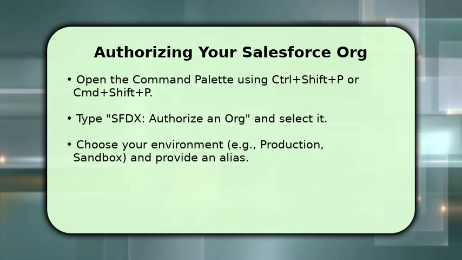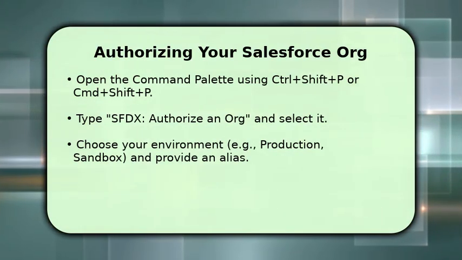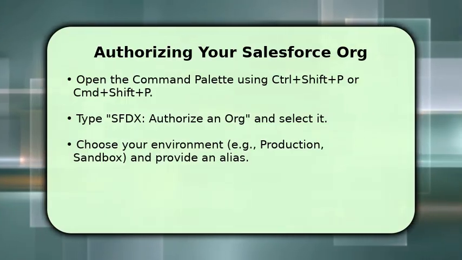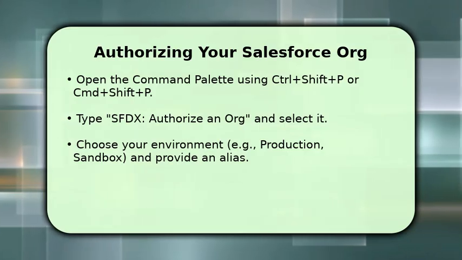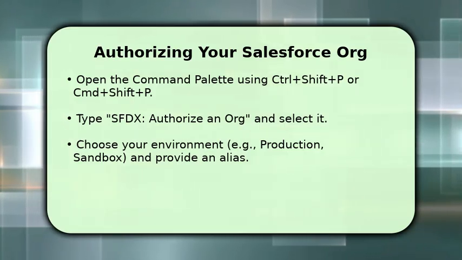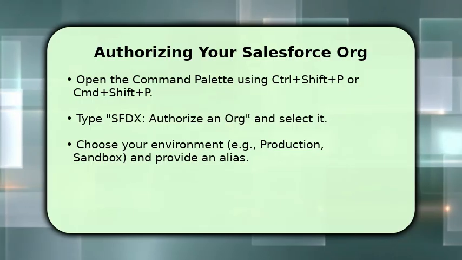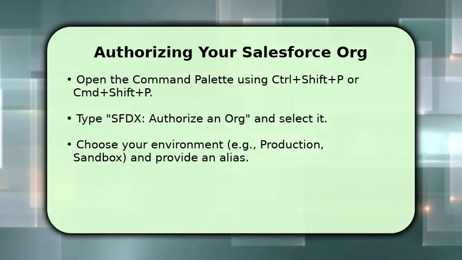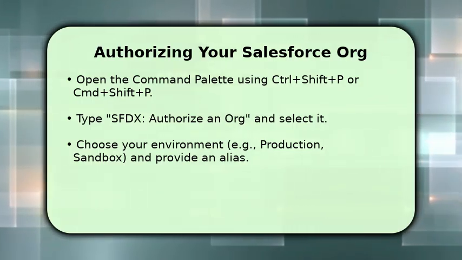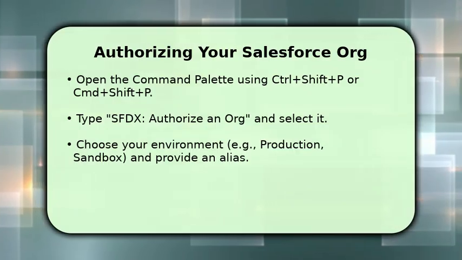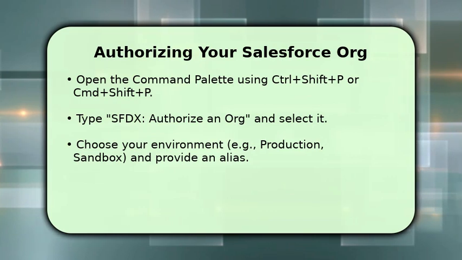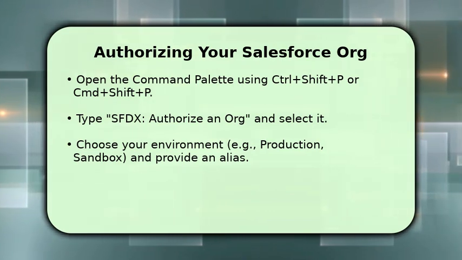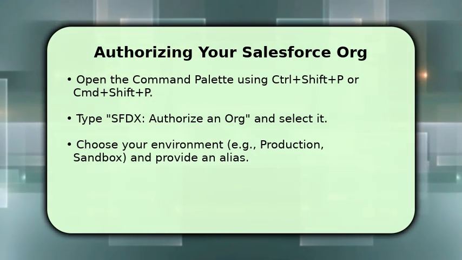With the extensions in place, you're ready to connect Visual Studio Code to your Salesforce organization. Open the command palette by pressing Ctrl-Shift-P on Windows or Command-Shift-P on Mac. Type SFDX: Authorize an Org, and select the command. You'll then choose your environment, such as a sandbox or production organization, and give it a memorable alias. A browser window will open, prompting you to log into Salesforce, securely linking your development environment.